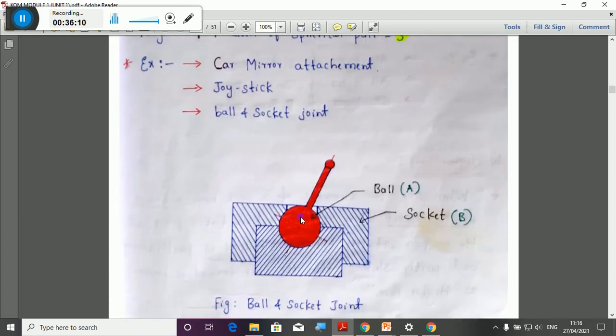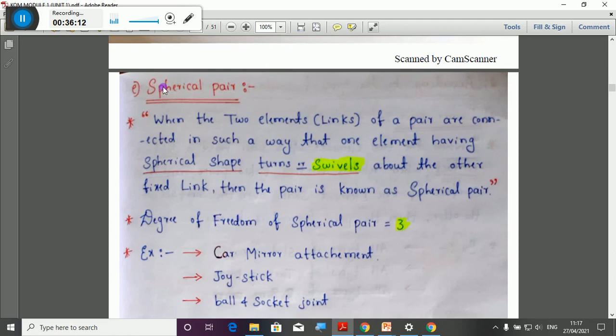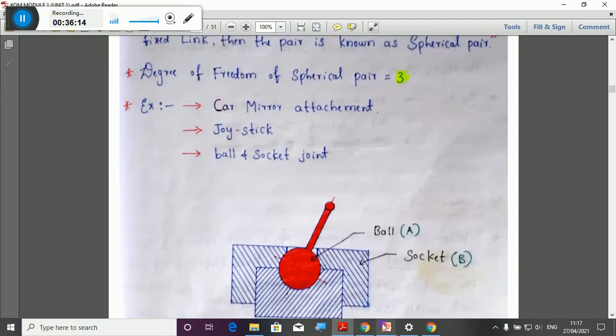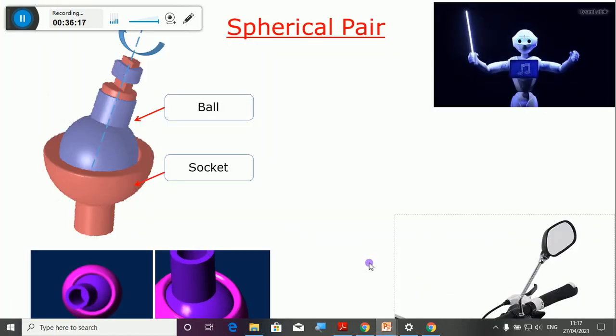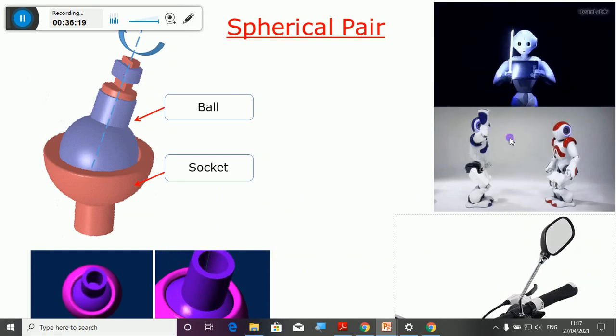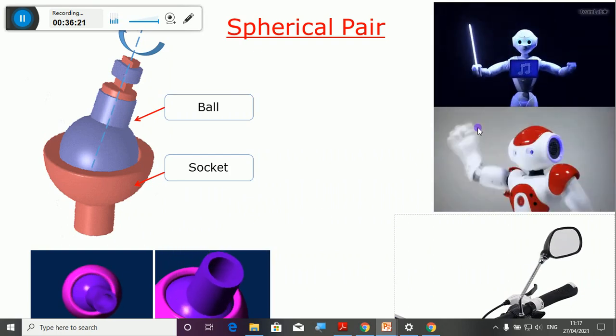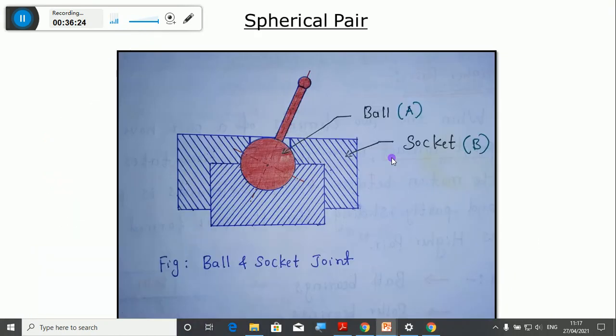I'll wind up today's class. In the next class, this is the same, the robotic arms. The kind of joint is again spherical. Please take a minute and take a rough diagram of this. In the next class, I'm going to cover lower pair and higher pair. Based on the type of contact between two elements, there are two types: lower pair and higher pair.